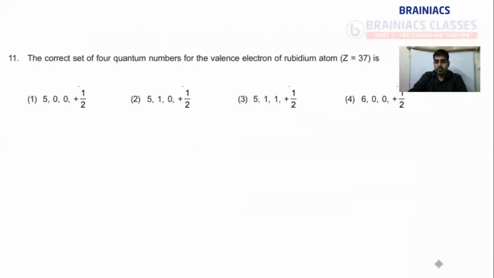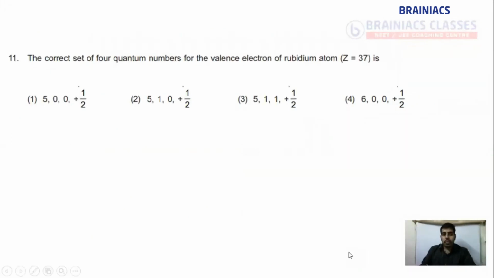So moving on to question number 11. The correct set of four quantum numbers for the valence electron of the rubidium atom, Rb. Now we have to find the quantum numbers for the last electron of the rubidium atom. If you don't know the atomic number of rubidium, but you know the group in which it is present, you can easily find the last valence orbital of rubidium.